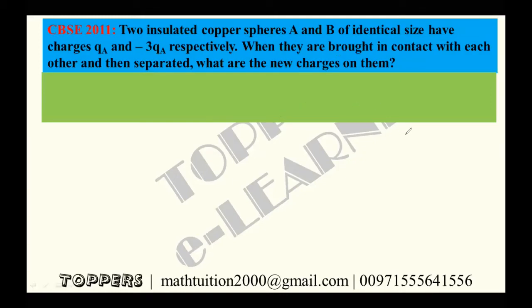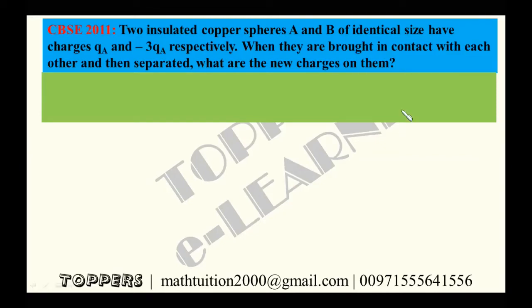So let us crack it. How will you do this one? Since the two spheres are identical, made of the same material, same size, same shape, when these two spheres come in contact, what will happen? The total charge will be distributed equally. Charge is additive in nature, so add both QA and negative 3QA. Two objects coming in contact, divide by two, equally distributed.